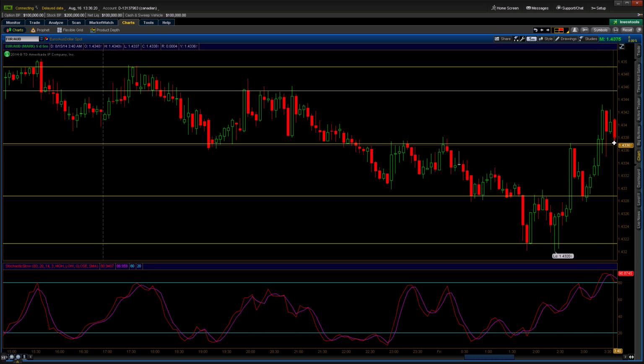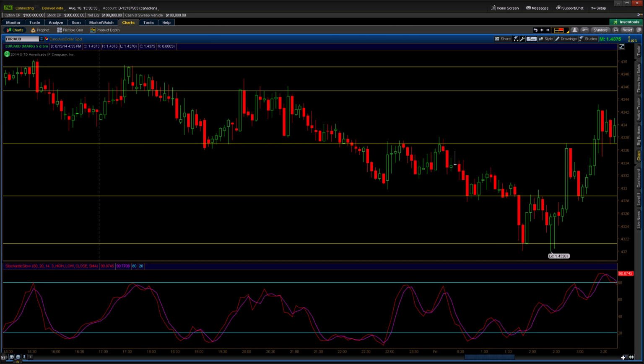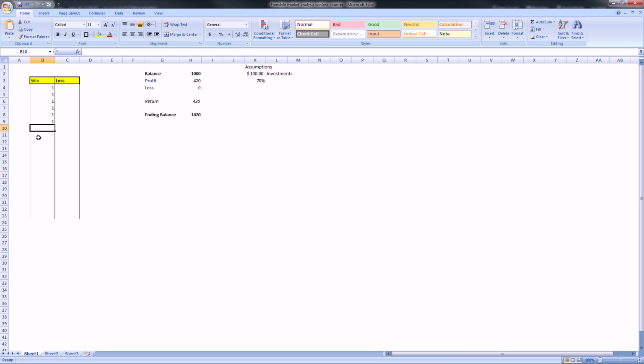And this wick touched, but it closed here. But I am going to place a trade because it closed relatively closely to this resistance line. So I'm going to place a call trade for 5 minutes. And I would have won that trade.